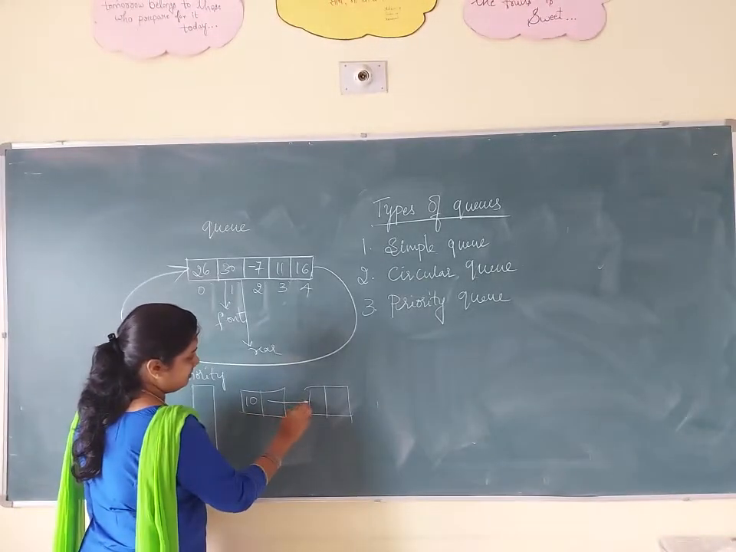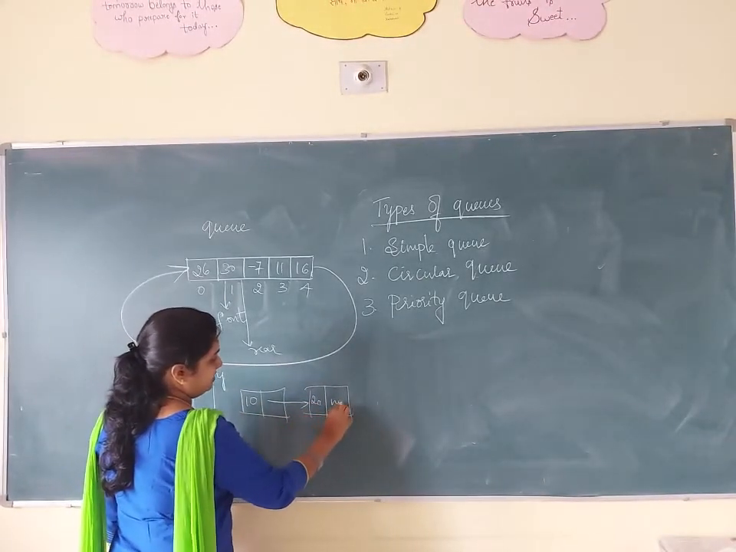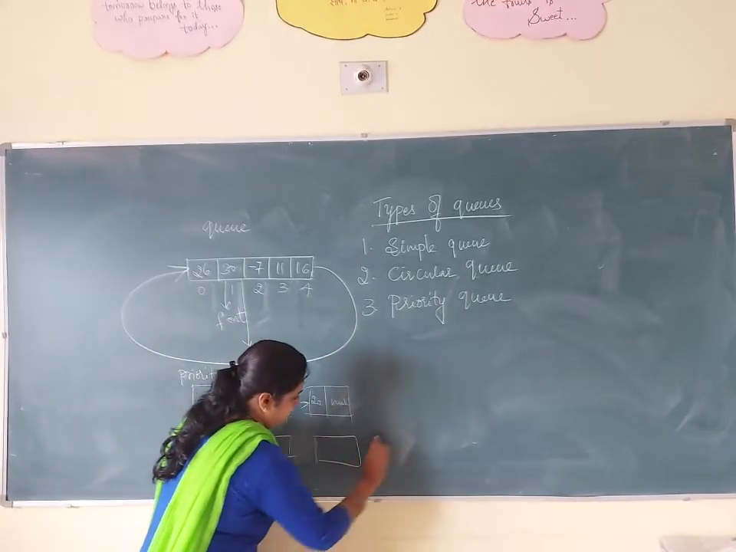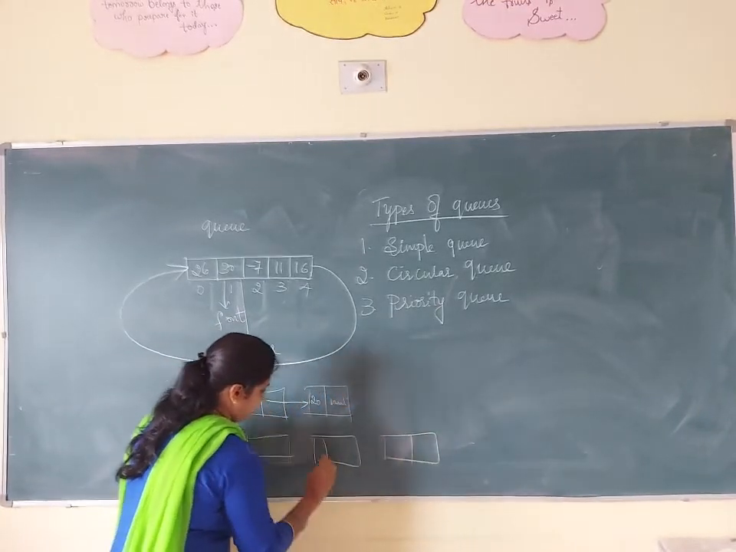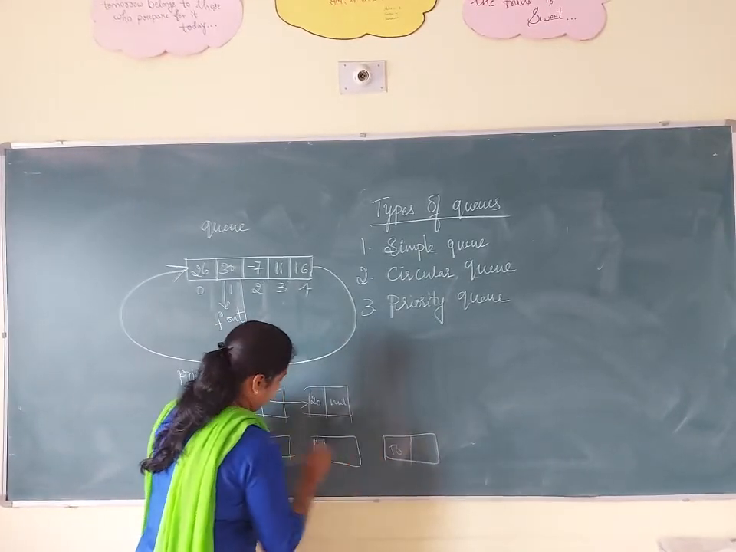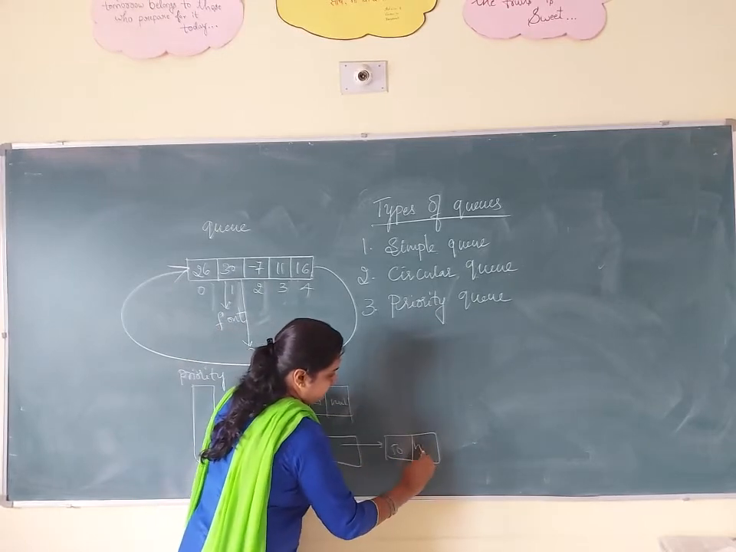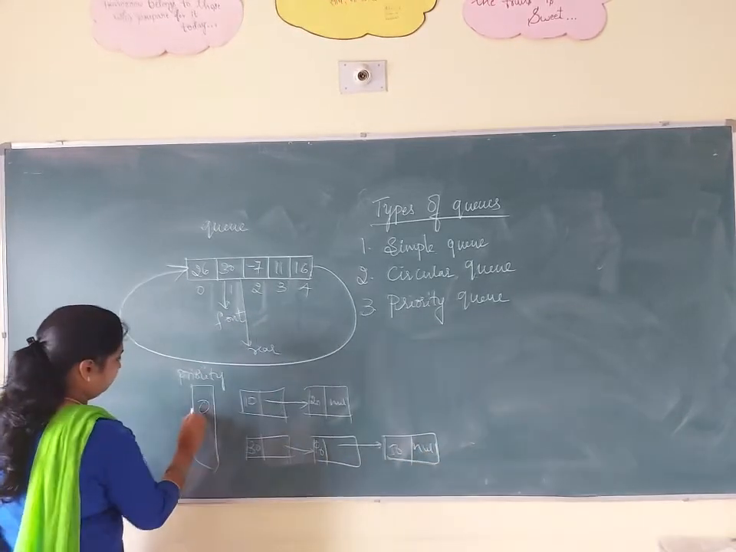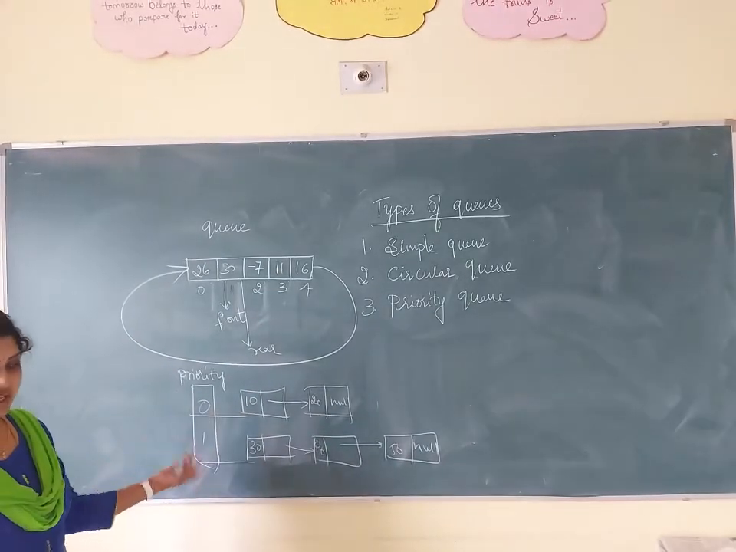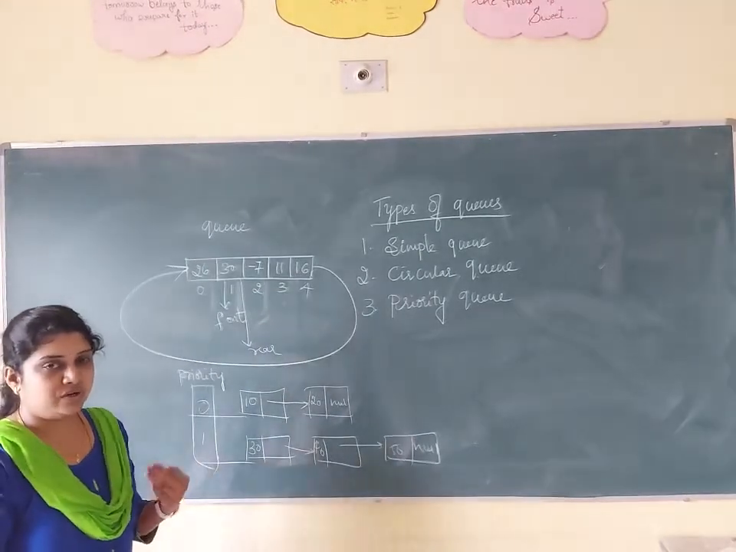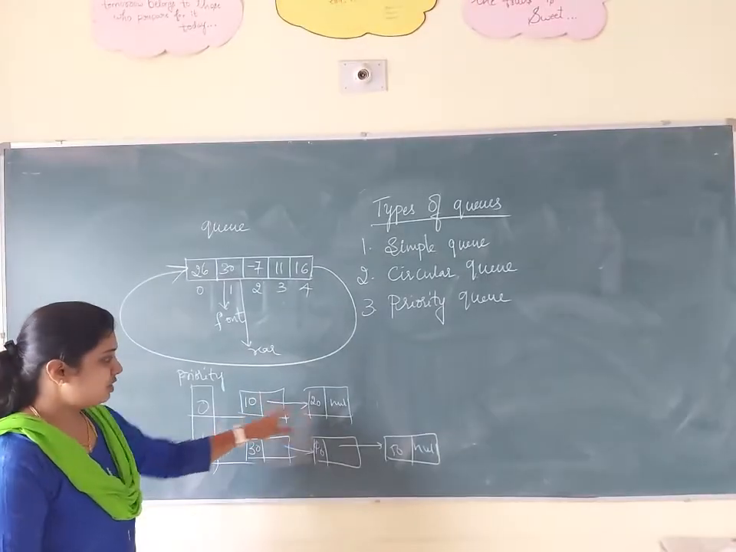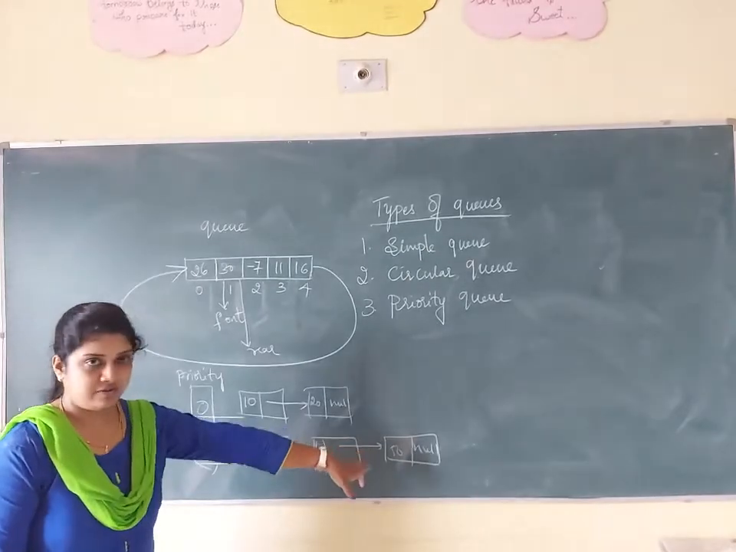10, 20, and one more. 30, 40, 50. So here, see, this is a priority queue. Depending upon the priority, you are going to insert or remove a data item from the queue. So here 10, 20 I have taken, here 30, 40, 50 I have taken.